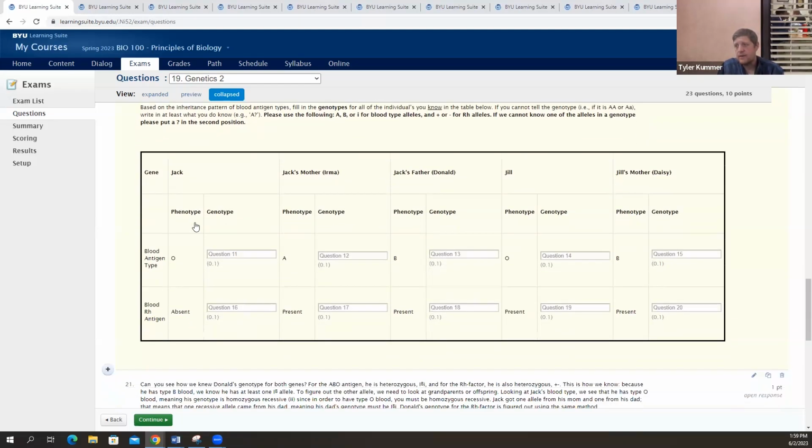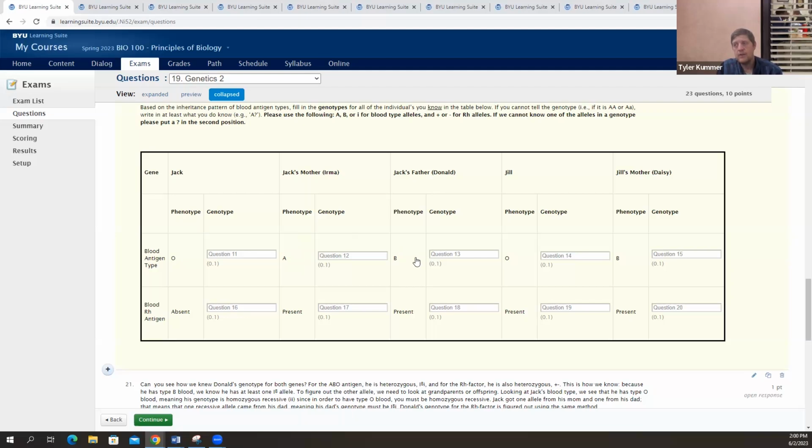So if we were trying to infer genotypes here, right? Irma has type A blood, Donald has type B blood. So we know Irma has at least one A allele, Donald has at least one B allele. We don't know what their second allele is until we look at Jack and see that Jack is O. The only way Jack could be O is to get a lowercase i, two O alleles, homozygous recessive. Well, if he's homozygous recessive, he had to have gotten one of those from each parent to get to two. And that means Irma, who is A, so she has to have an A allele, also has an O allele, so she has to be heterozygous.